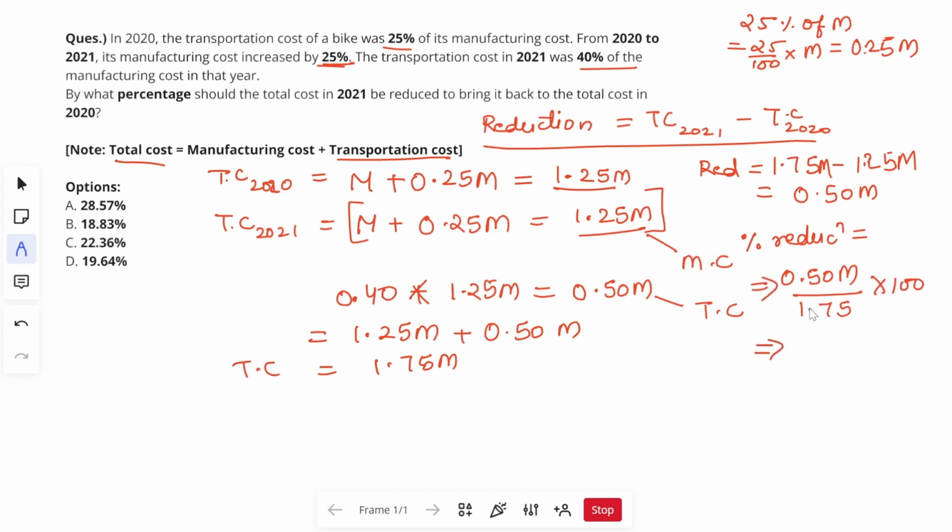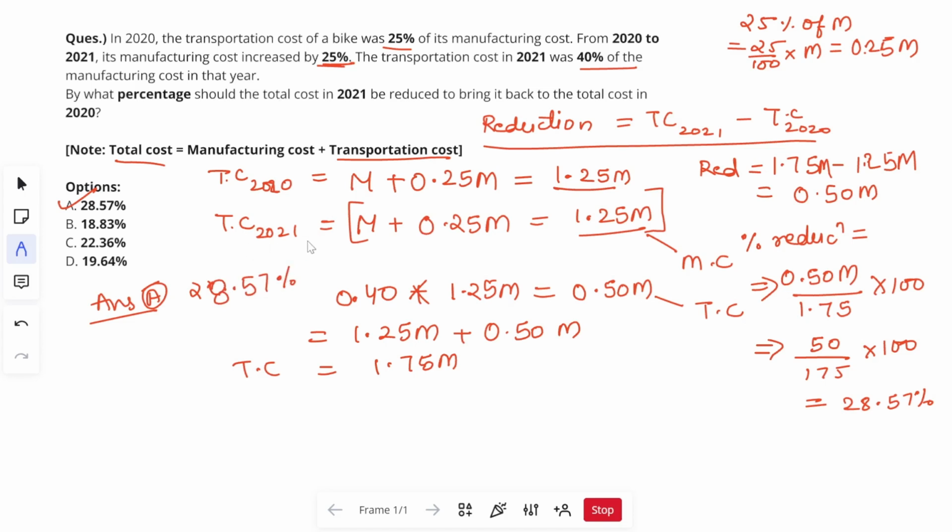So you can solve it further. It is going to be 50 upon 175 into 100, and then finally you are going to get 28.57% as the answer of this question. The correct answer is going to be option number A, which is 28.57 percent. Hope you have understood it.